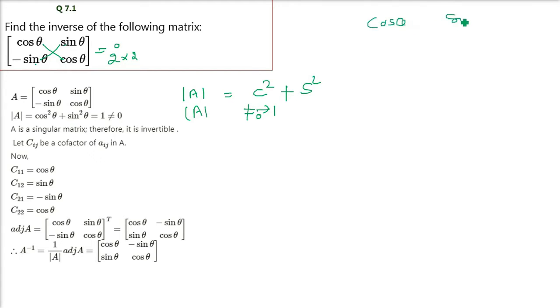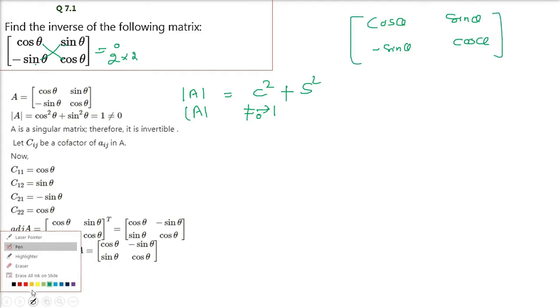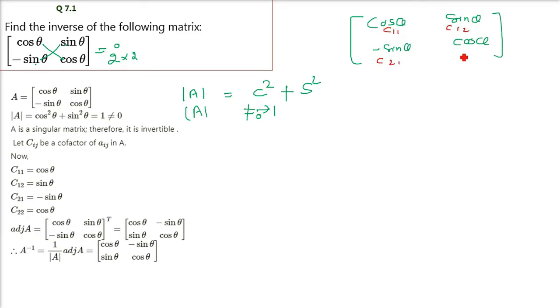Let me just write it here: cos theta, sin theta, negative sin theta, and cos theta. Let me mark it here because we are going to find the cofactor, and then we'll take the transpose of the cofactor matrix. This is C11, this is C12, C21, C22.